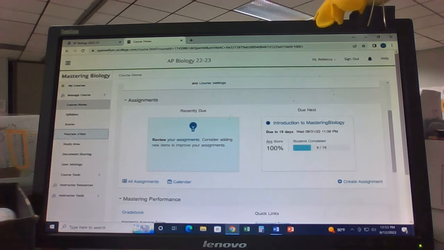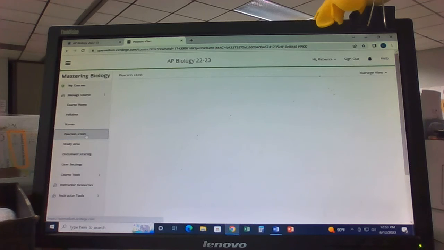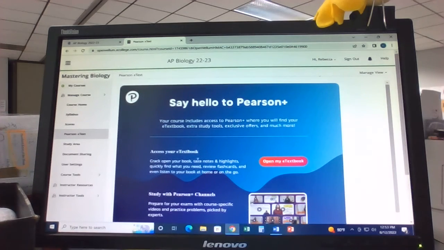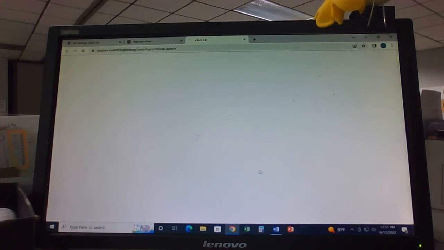This tab that I'm pointing to right here, this is your textbook. So Pearson eText is your electronic textbook. When you click that, it opens a page like this, and then you have to open my eTextbook.